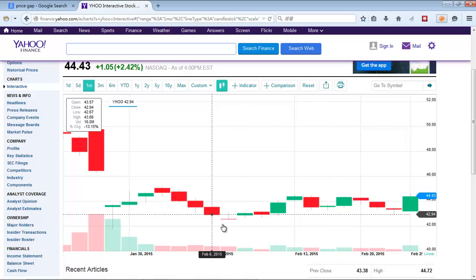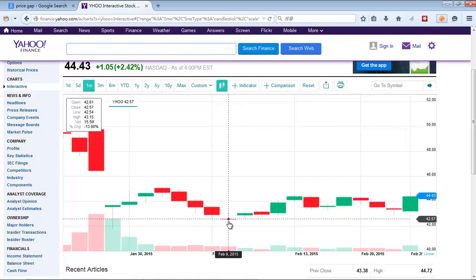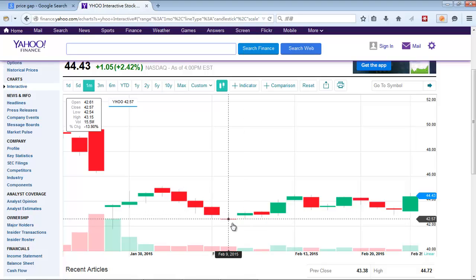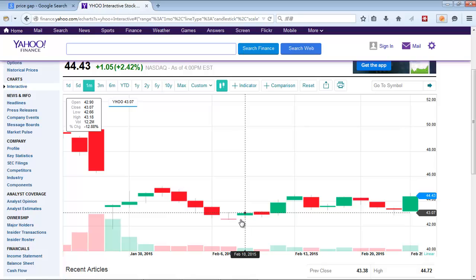They actually filled. So if you bought the stock on February 9th because the opening price on February 9th was lower than the closing price on February 6th, you would still make money because the stock still went up in price. If you can see that shadow, it still went up in price. Now, when you sell is the difficult part of day trading gaps.